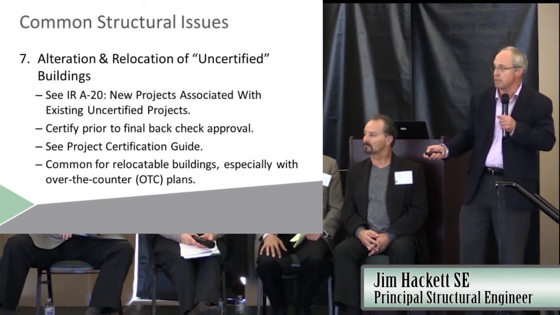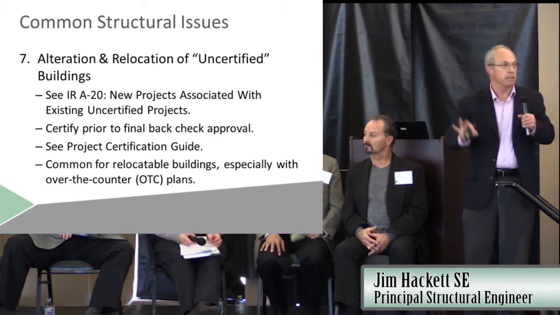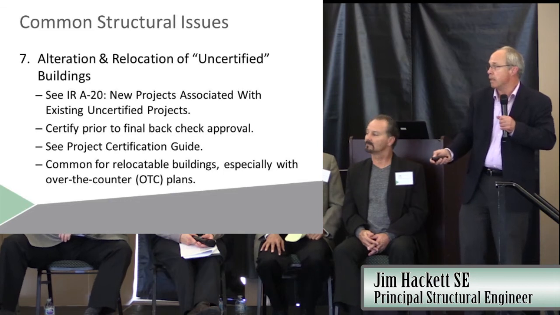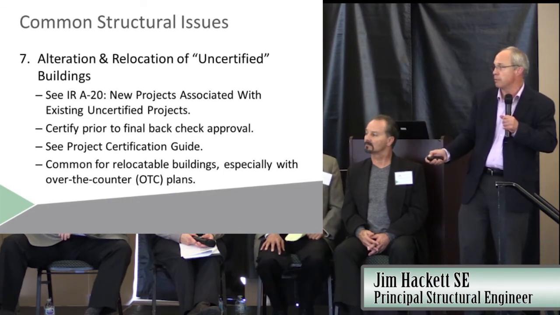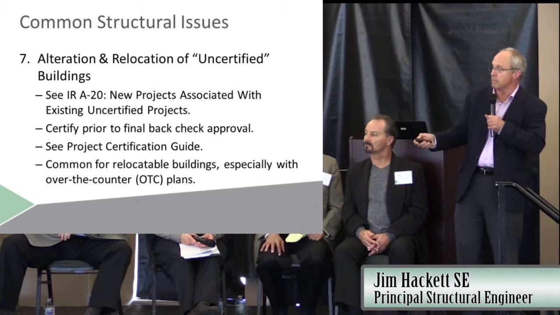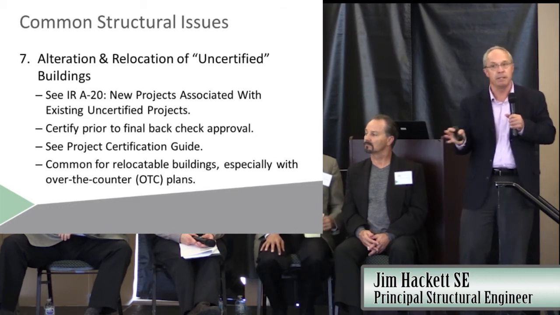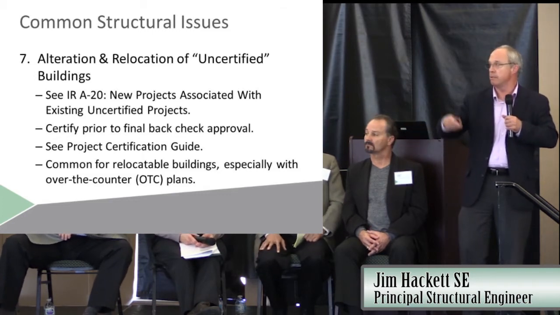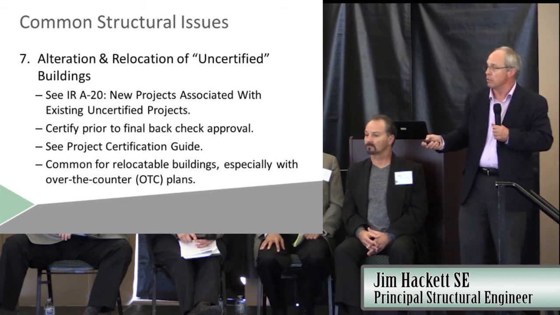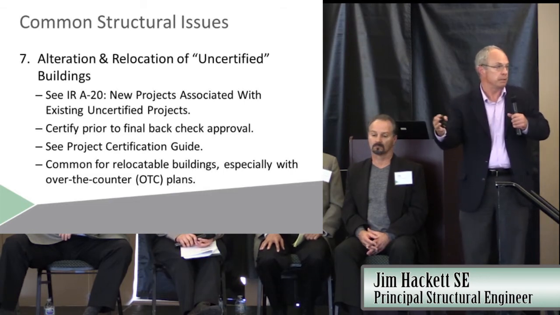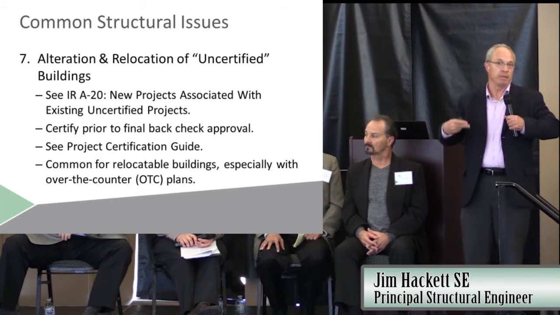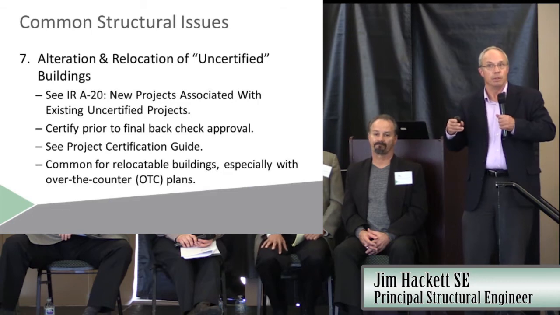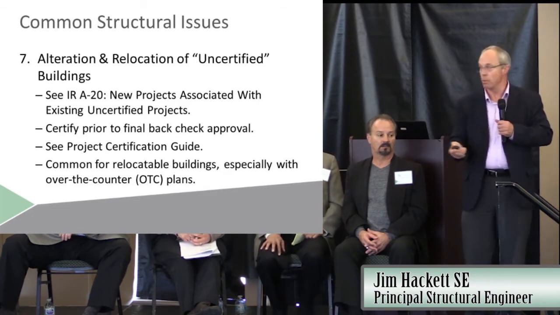As you heard earlier, Dan talked about the project certification guide. Great document, crazy hard to read, but chapter 5 is a good one for you. It's common for relocatable buildings, especially with over-the-counter projects, to deal with these uncertified buildings. So I think you'll look at IR A-20. It works great. With the certification guide, you can get these buildings up to snuff. You can also work with the old numbers, and if they're over-the-counters, you can utilize the old certifications, or you can utilize the in-plant inspector's verified report.